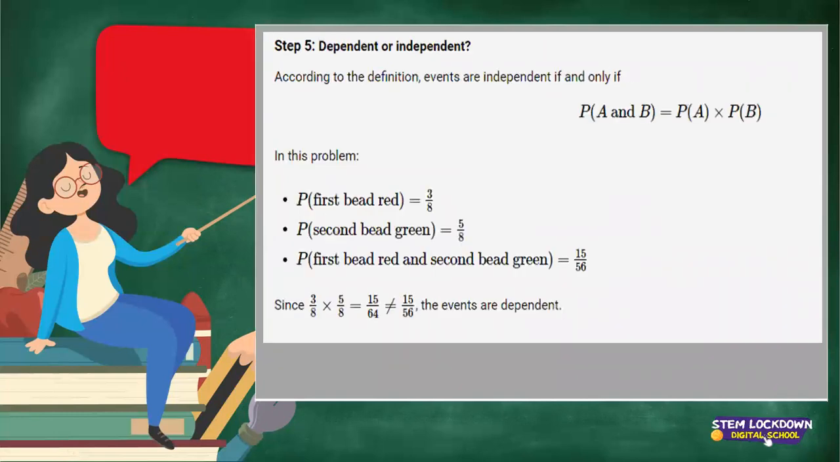All right, dependent and independent events. According to the definition of dependent and independent events, two events are dependent if the probability of A times the probability of B is equal to the probability of A times the probability of B.